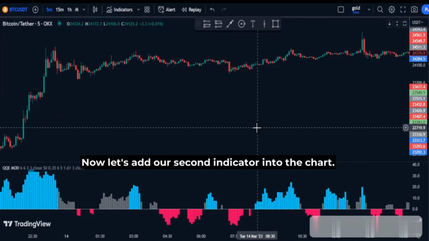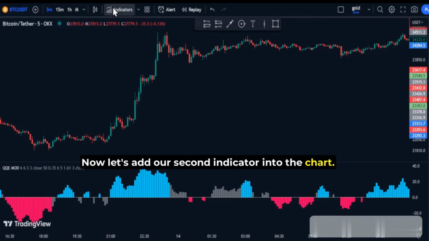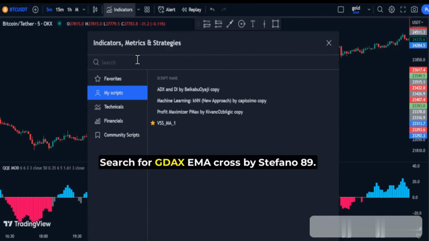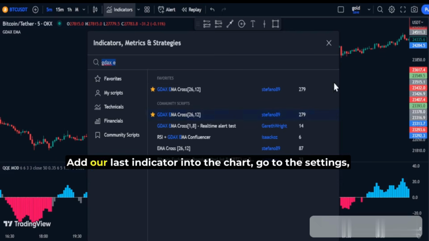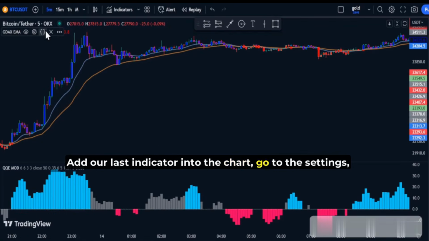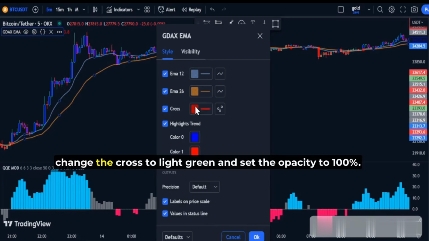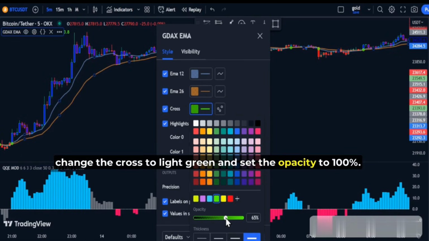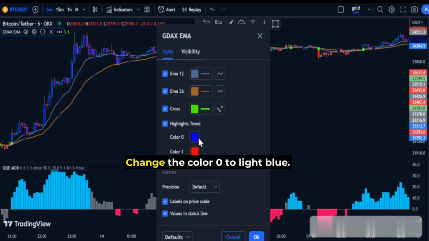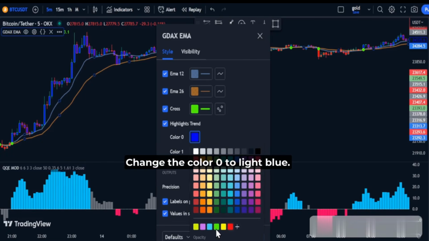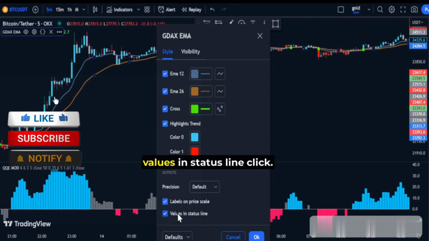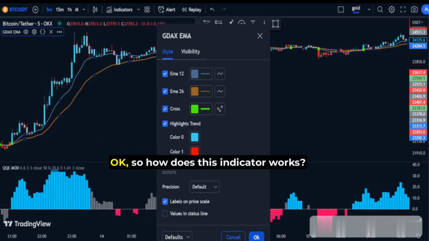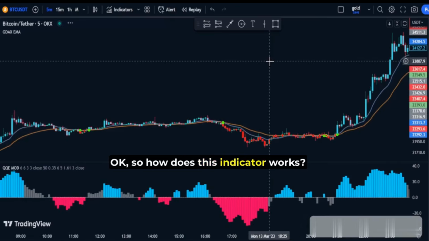Now let's add our second indicator into the chart. Search for GDAX EMA cross by Stefano89. Add our last indicator into the chart. Go to the settings, change the cross to light green and set the opacity to 100%. Change the color 0 to light blue. Okay, and close off these values in status line. Click OK. So how does this indicator work?